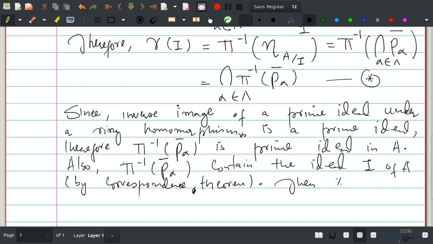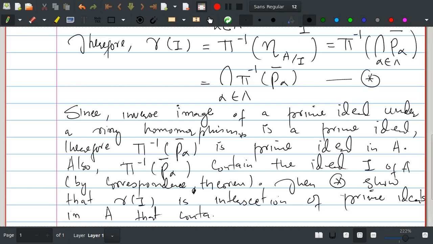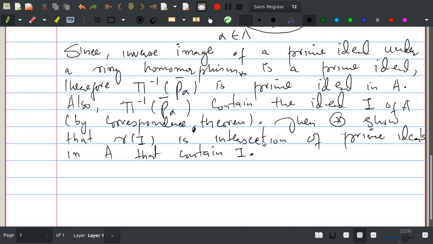Then star shows that the radical of I is the intersection of, since each pi inverse of P alpha bar is a prime ideal, the prime ideals in A that contain I, because this is a prime ideal in A and it contains I. So hence we are done in this case.